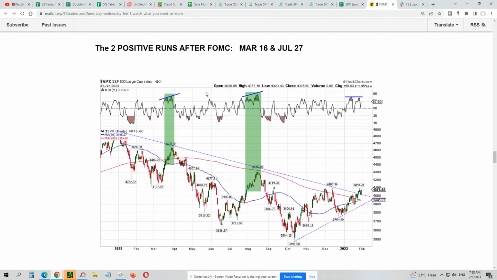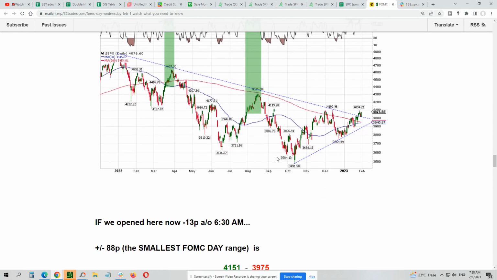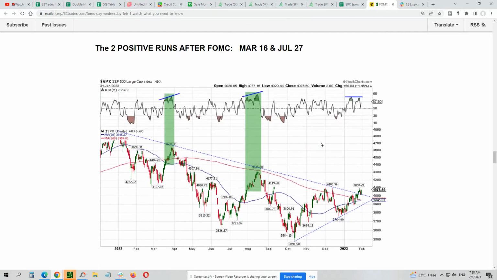The two positive runs that we had after the FOMC, the March 16th and the July 27th meetings, and I want you to see where we came from. As you can see, the major drop as you went into the March low and where you were. As you can see here, the major drop you came off of the June low and where you are. Now, again, where we came from after that August, that nearly 20% drop, lows of the year, and where we've been recovering to and where we are right now, again, it is to be deciphered to each his own.